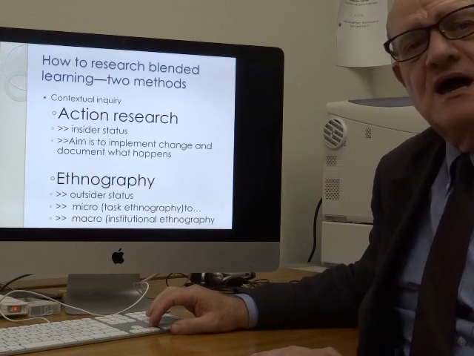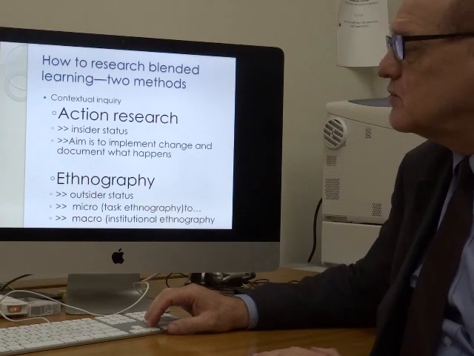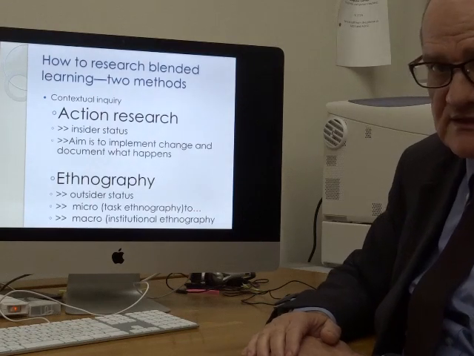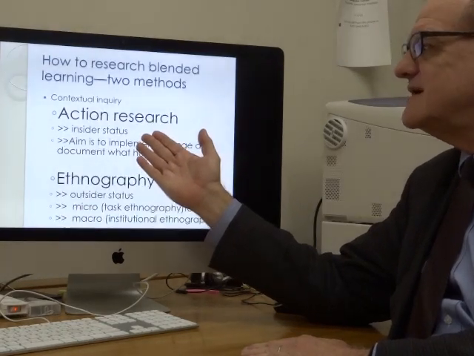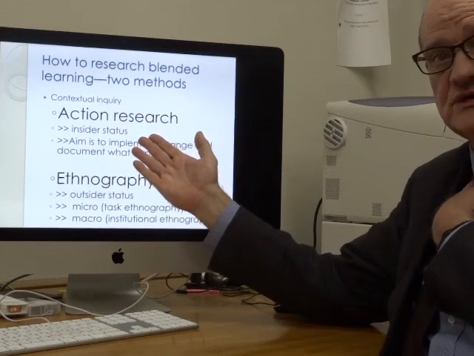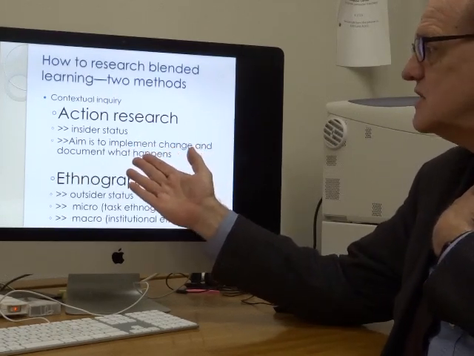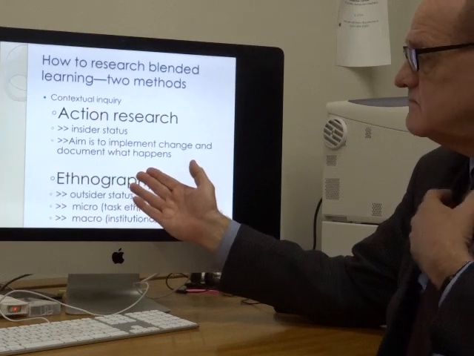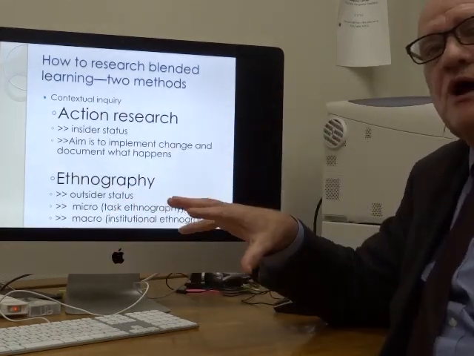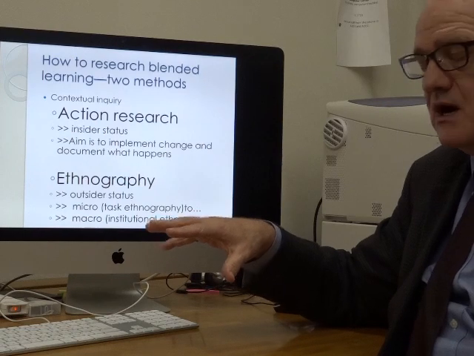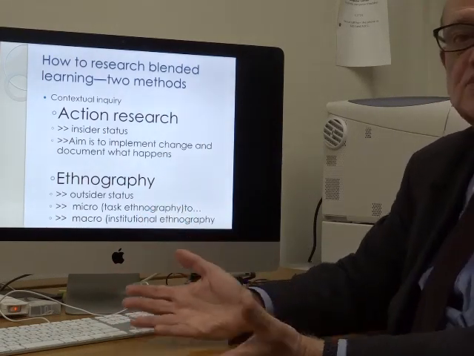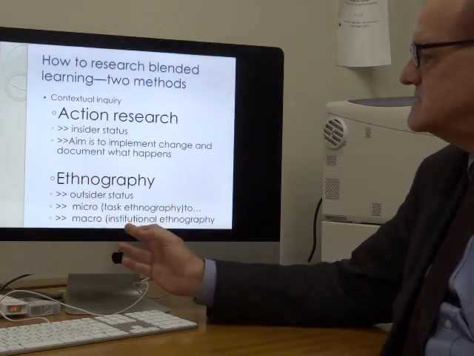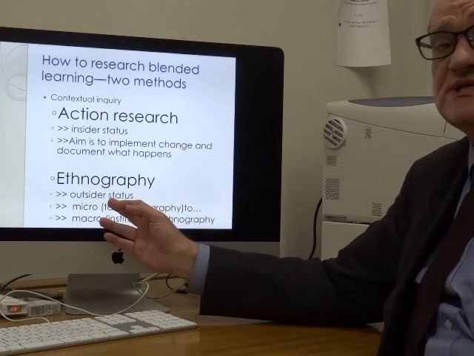So what is an example of a contextual inquiry? Well, action research is one method, and ethnography is another method. Action research employs insider status. You're using your own classroom as an action researcher, and the aim is interventions. Implement change and document what's happening. Ethnography seeks to describe, to use thick descriptions of what is happening, of the culture of the classroom, of what is happening in tasks and in the institution. It is often outsider status.